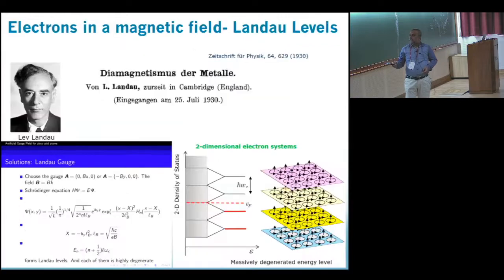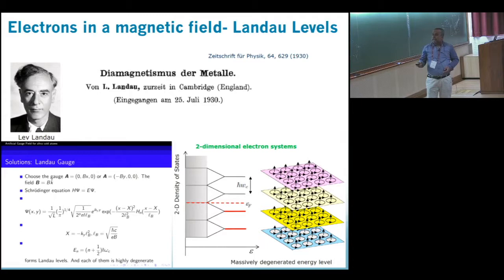Almost at the same time, Landau came with a very important discovery, which he originally proposed to explain diamagnetism in materials, and he solved the problem of an electron in the presence of a magnetic field. As we all know, this gives these beautiful Landau levels, and this is a pictorial demonstration of the Landau levels. These are just like the energy levels of the harmonic oscillator with very high degeneracy.